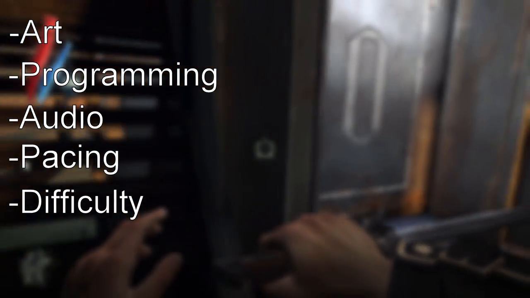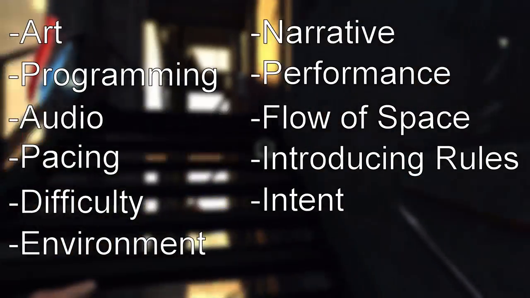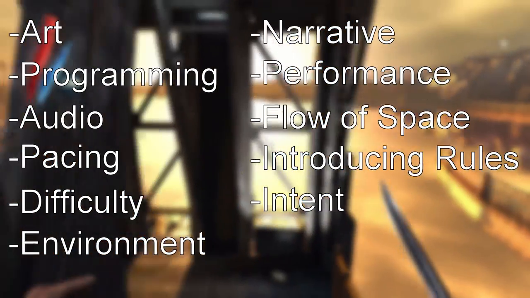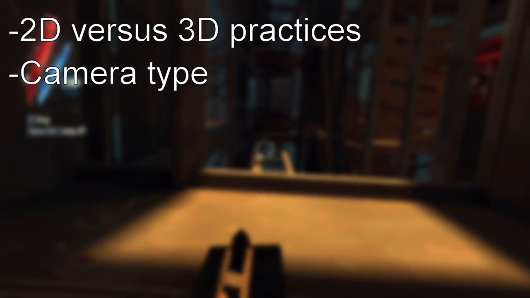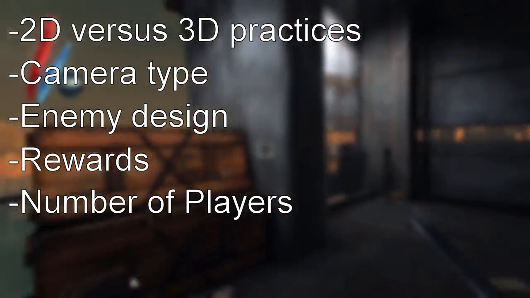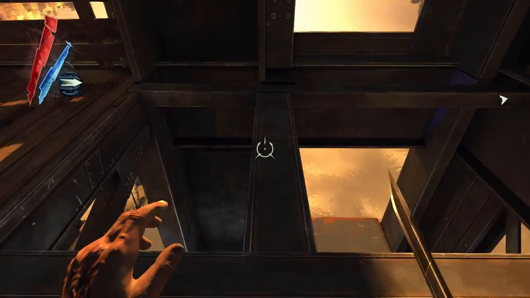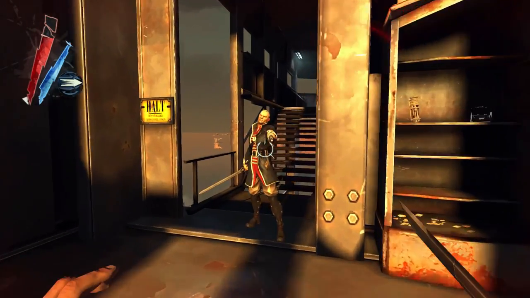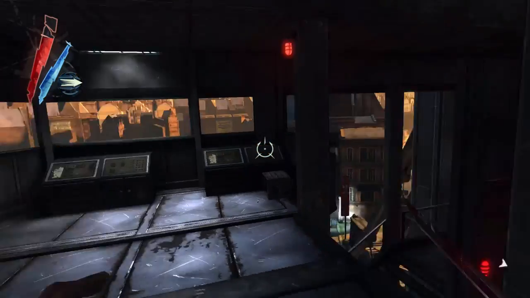So, think about everything we've covered so far. Art scope, programming scope, audio, pacing, difficulty, environment, narrative, performance, flow of space, introducing rules, and intent. That's certainly a lot, and there are even more aspects that I've kind of glossed over, such as 2D versus 3D levels, whether you're using a first-person, third-person, top-down, or other type of camera, enemy design, rewards, and whether the game is single-player or multiplayer. Like we examined before with our weird level examples, not all of these aspects may be relevant to a particular level, but finding out which aspects are relevant is the first step in level design.